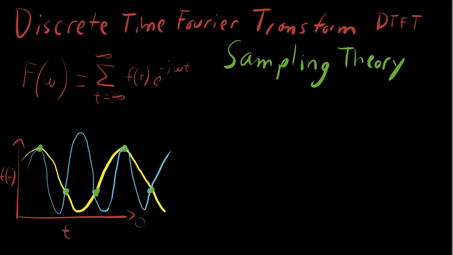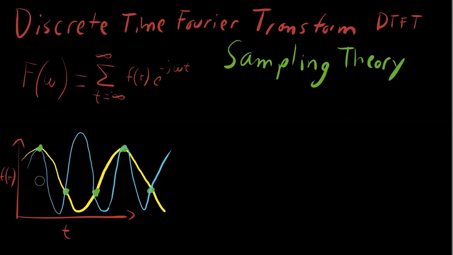And now the problem is, the moment you start sampling the data, sampling the continuous signal, you cannot differentiate whether the underlying signal was the yellow one or the blue one, because they both result in the green sampled points. And there is no possible way at all to tell the difference.